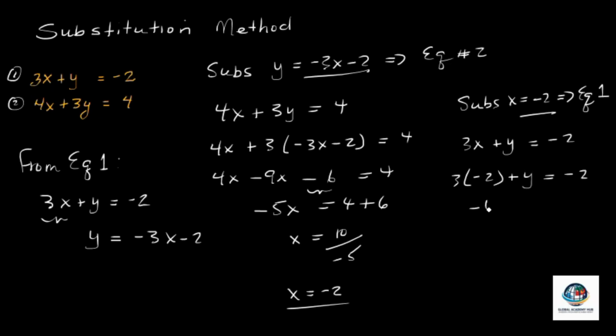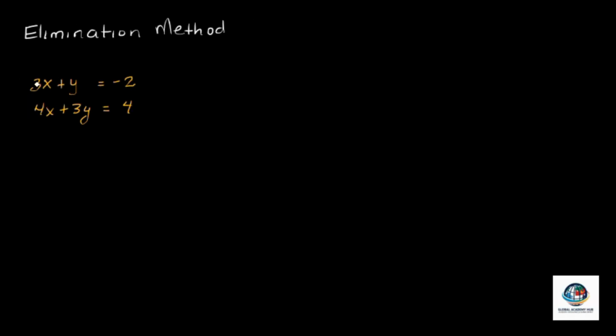So this is minus 6 plus y is equal to minus 2. So y then is equal to minus 2 plus 6. Again, we transposed. So then y is equal to 4. So my solution set x is equal to minus 2, y is equal to 4. I've solved this using the substitution method. What I'm going to do now is solve the same problem using the elimination method. Now, I should get the same answer.